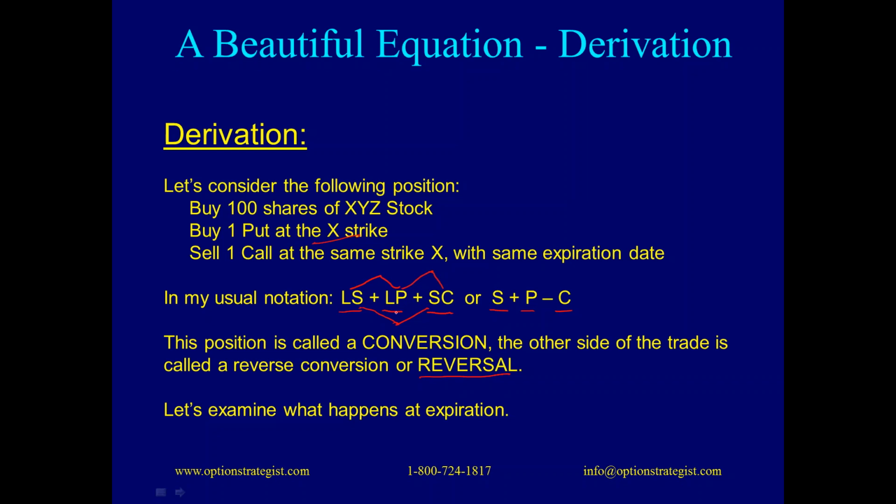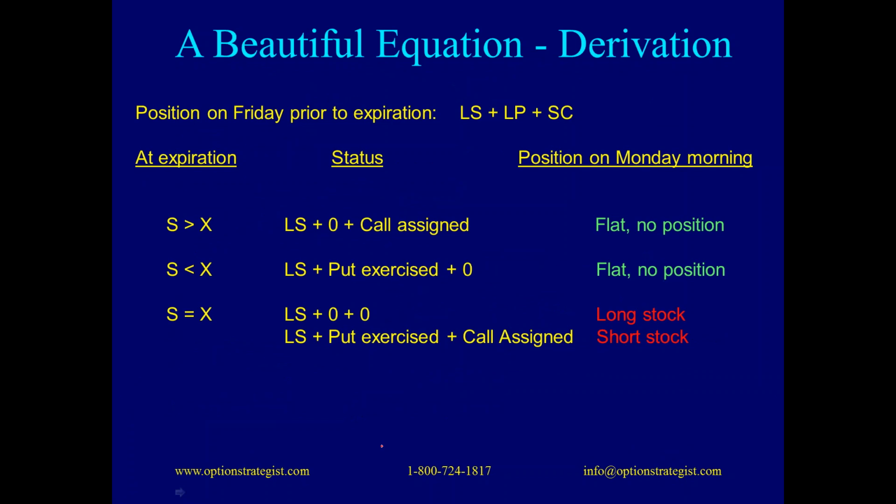Okay. Now let's say we put something like this on. What happens at expiration? Okay. Well, on Friday prior to expiration, we just have our position. We have our long stock, our long put, and our short call. Three things could happen at expiration. The stock could be greater than the strike, the stock could be less than the strike, or the stock could be equal to the strike. Let's look at the first situation. The stock is greater than the strike. What's going to happen? Well, we have the long stock. The long stock is just long stock. But the long put is now going to expire. It'll expire worthless. That's the zero over here. And the short call is going to be assigned.